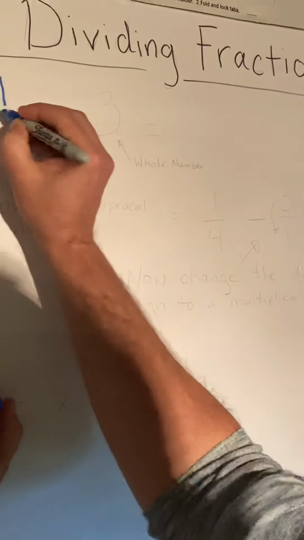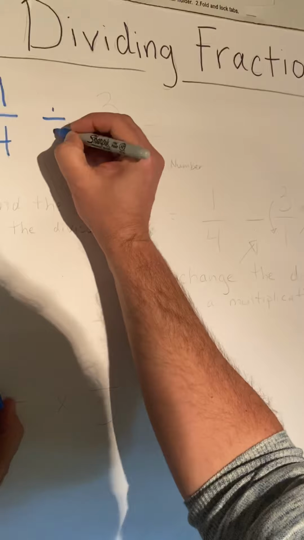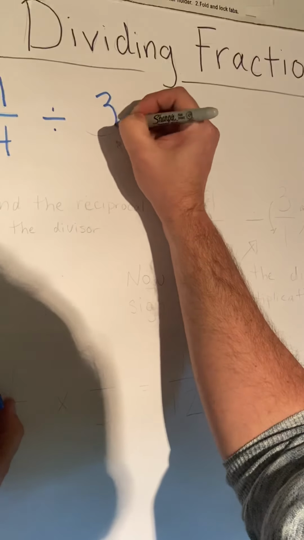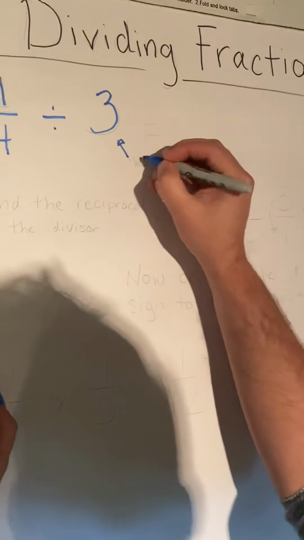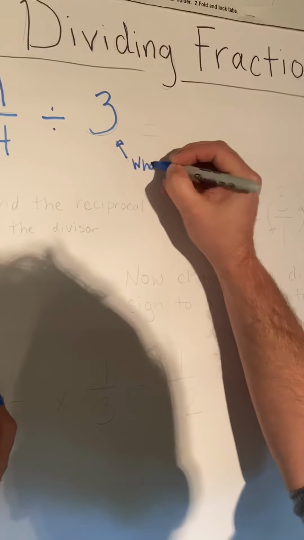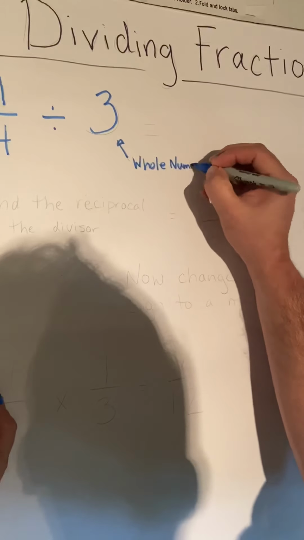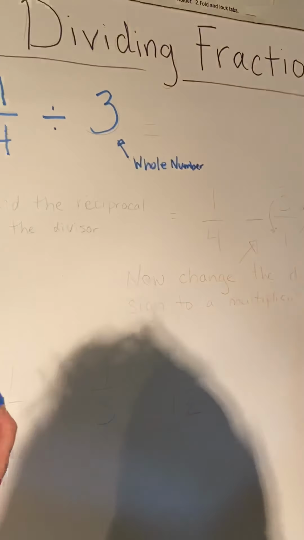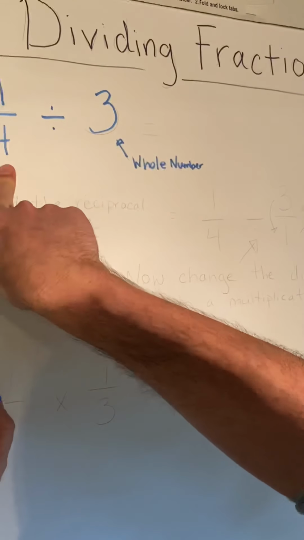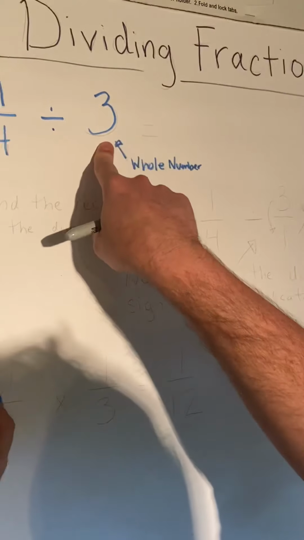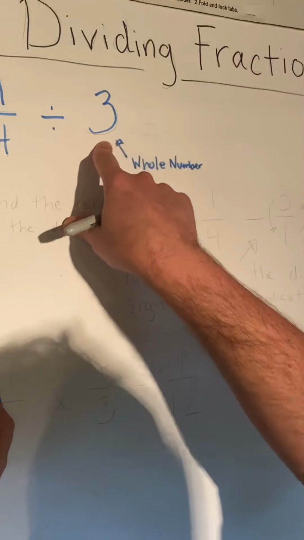In this case, let's take 1/4. And we're going to be dividing that by a whole number. In this case, 3. 3 is going to be our whole number. It's not a fraction, but what's great is that any whole number we can turn into a fraction. Even though 1/4 is already in fraction form, we can easily take a whole number and make it a fraction where it still has the same value, an equivalent value.